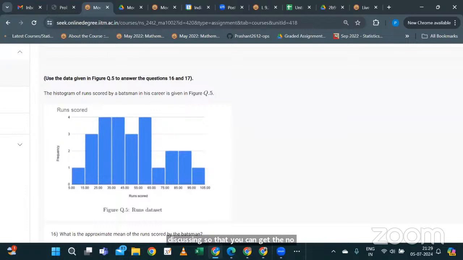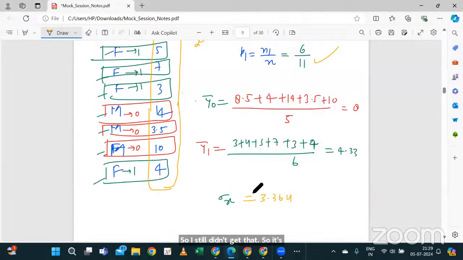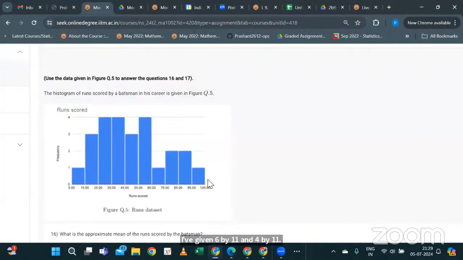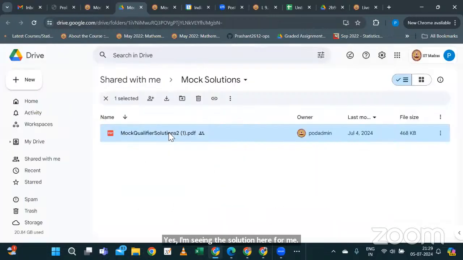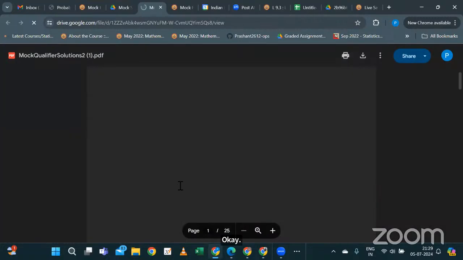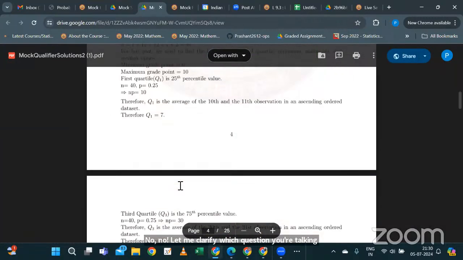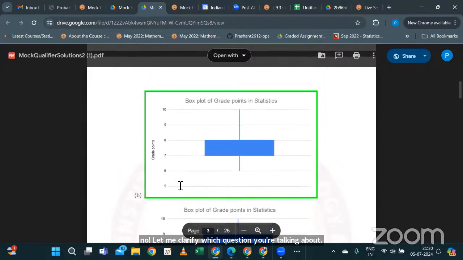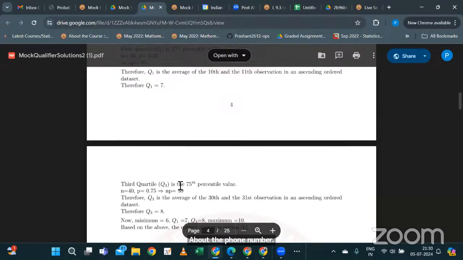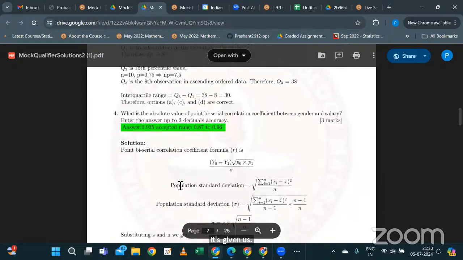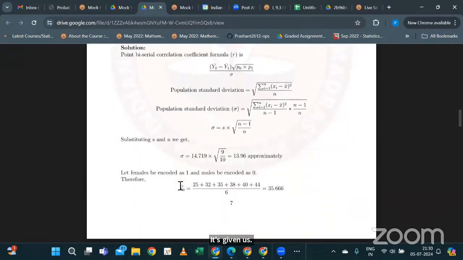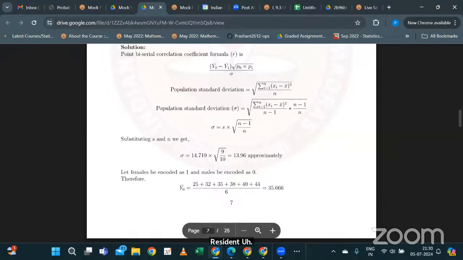It's the same thing. They have given 6 by 11 and 4 by 11 for the mock test 2 question. Have you seen the solution PDF? Yes, I'm seeing the solution PDF. She's saying mock test 2, this is mock test 1. Let me clarify, which question are you talking about? Mock test 2, fourth question, the formula for the population standard deviation. One second. This is what you are talking about? Yes, sir.